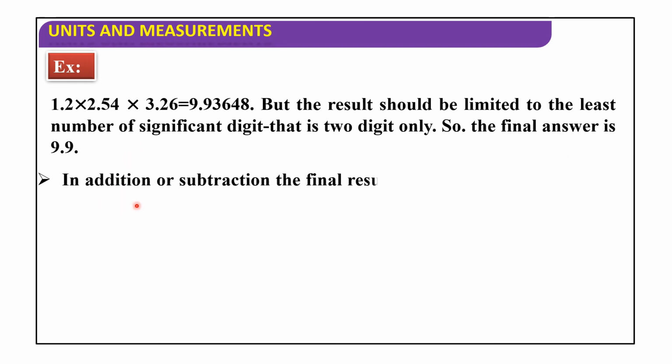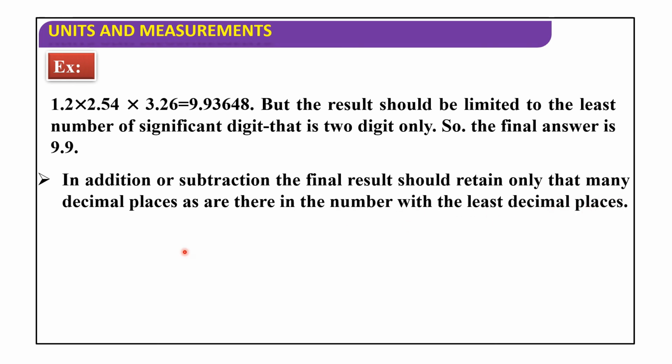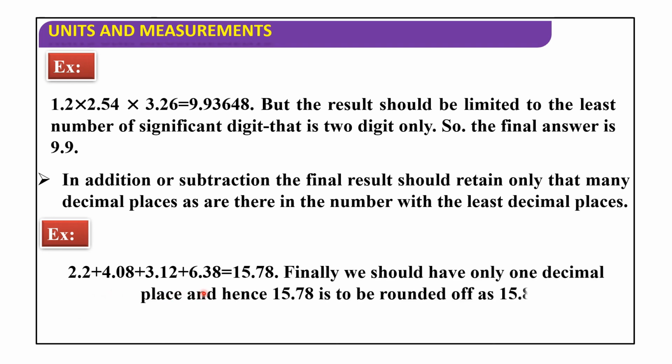In addition or subtraction, the final result should retain only as many decimal places as are there in the number with the least decimal places. See this example: 2.2 + 4.08 + 3.18 + 6.3 equals 15.78. Finally, we should have only one decimal place, and hence 15.78 is to be rounded off as 15.8.